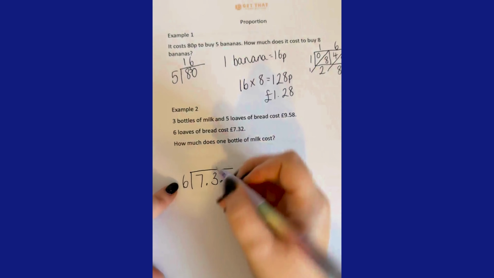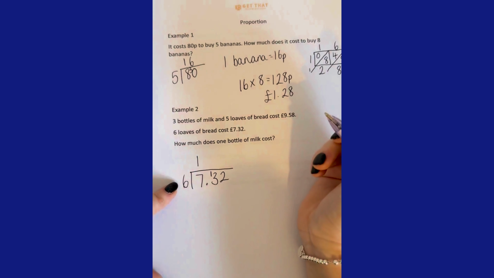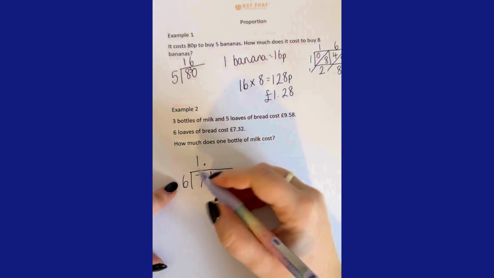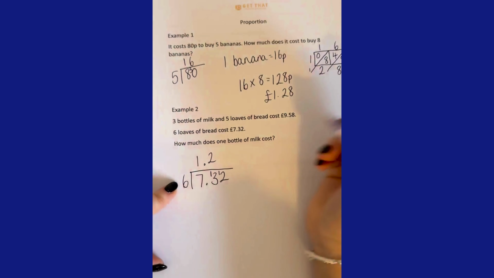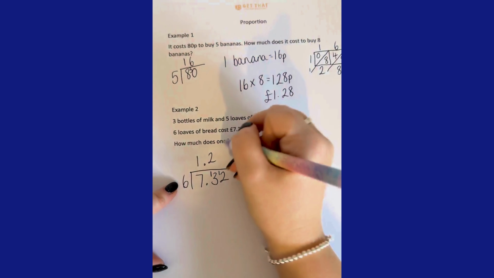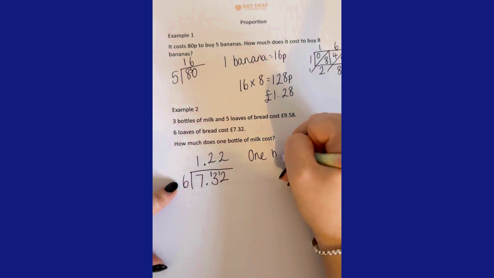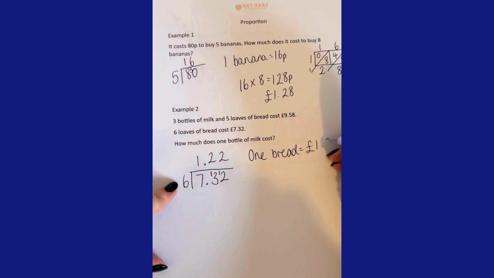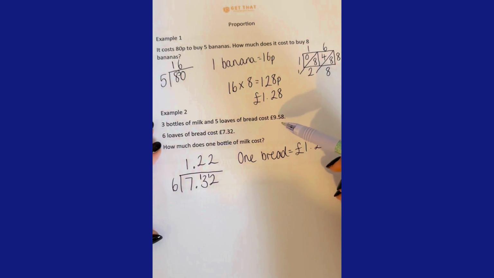So 7 divided by 6, that gets me 1, remainder 1, so I'm going to carry the 1 over. Now when we're dividing decimals, remember we need to raise our decimal in the same position. 13 divided by 6 gets me 2, remainder 1. And then 12 divided by 6 also gets me 2. So 1 loaf of bread cost me £1.22.